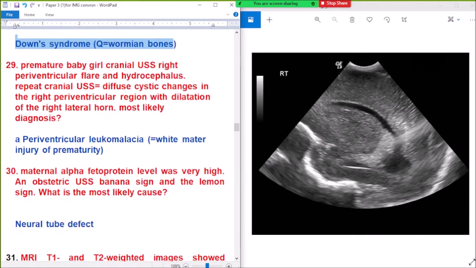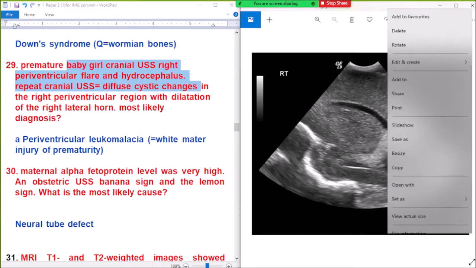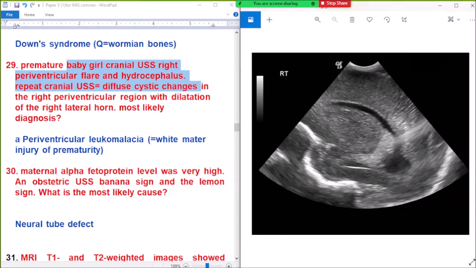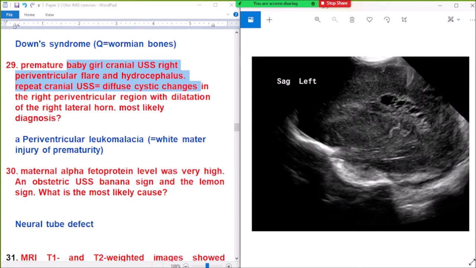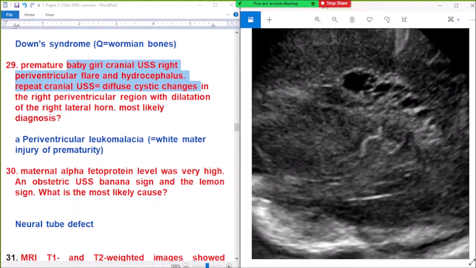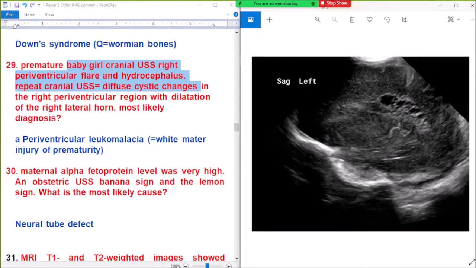Question 29. Premature baby girl, cranial ultrasound shows right periventricular flare and mild hydrocephalus. Repeated cranial ultrasound shows diffuse cystic changes, cystic spaces in the right periventricular region, and dilatation of the right lateral ventricle.